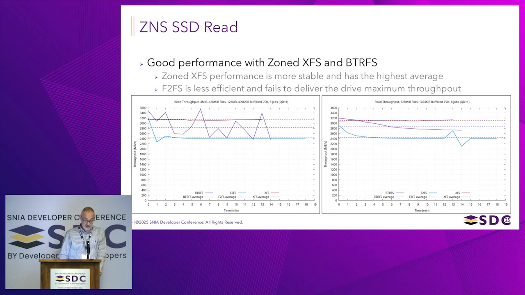BTRFS actually works much better here. So the native zone append that is being used here on the ZNS SSD kind of offsets the problem it has with the I/O size that we've seen with HDDs, and we get much better results.